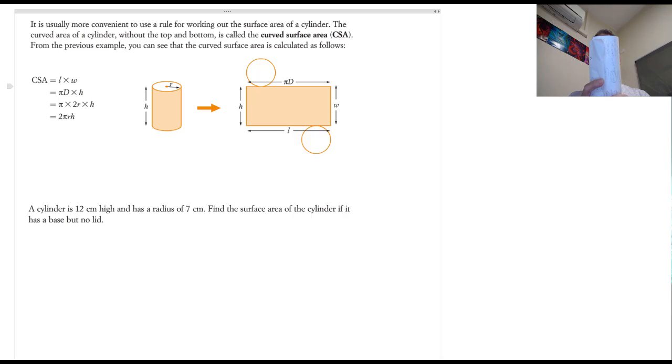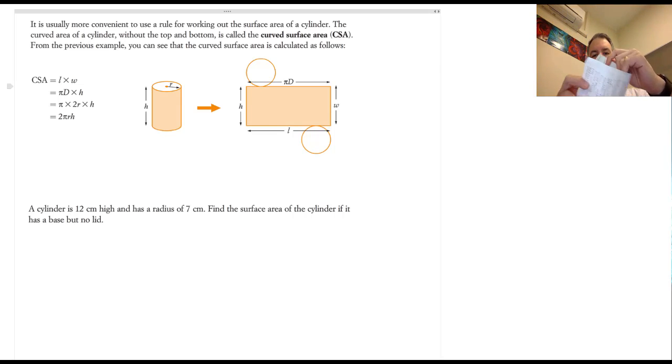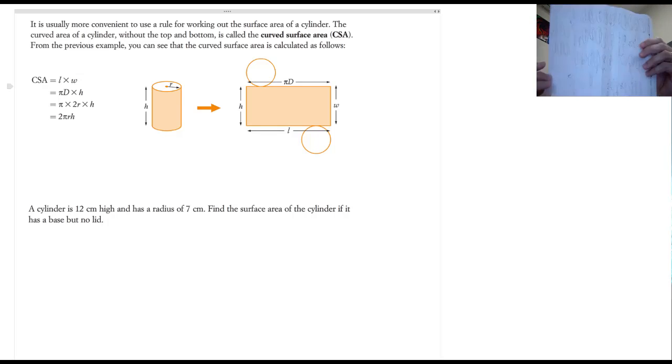So if you have a cylinder like this and you cut it down the edge, it becomes a rectangle like this. So the circumference of the circle that you once had becomes the width of the rectangle. And the height of the cylinder is just the height.